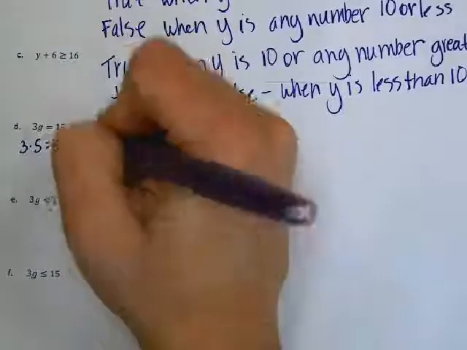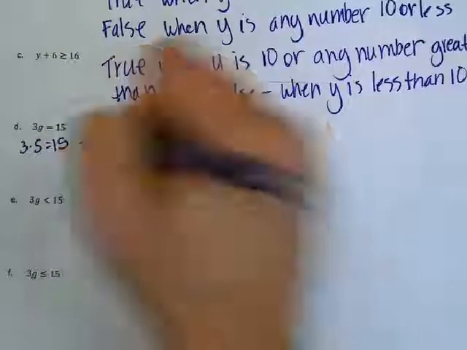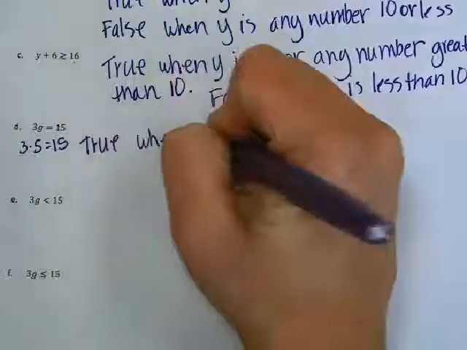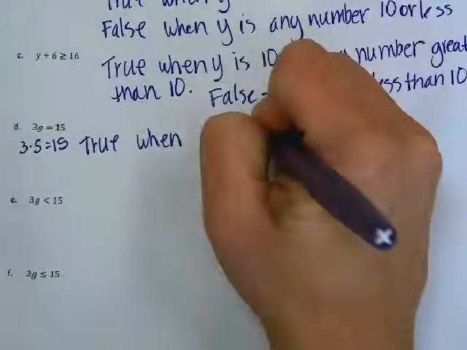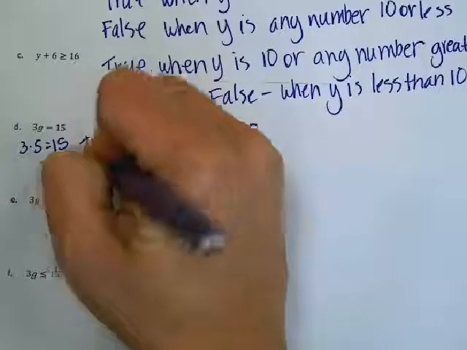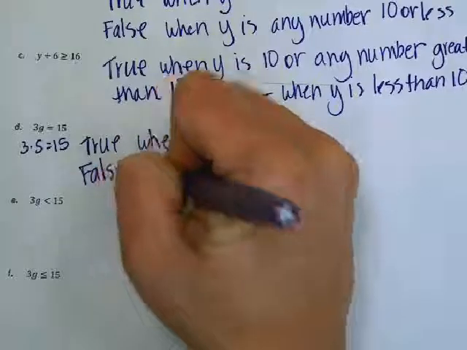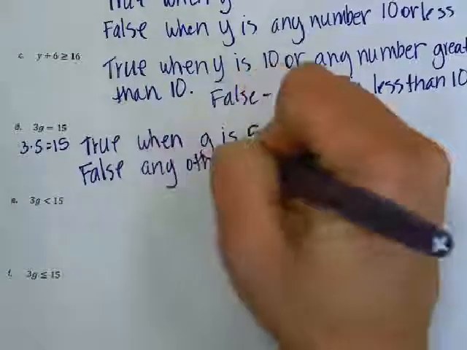So this sentence is true when G is 5, and it is false when it's any other number. So when we have the equal sign, it's one definite answer.